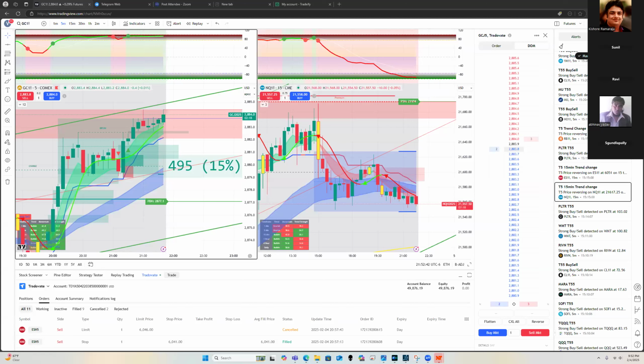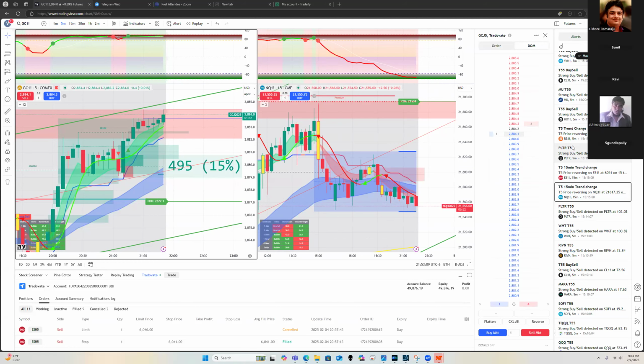Yeah. So I set up this T5 15-minute trend change, right? For example, let's take this example. This alert came at 15:15 right here. But why are you using 15 minutes? Because 15 minutes can sometimes be too late for day trading. No, this is for the entire watch list.